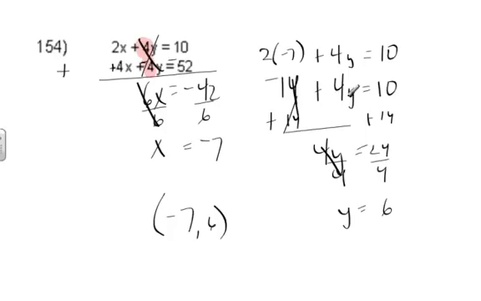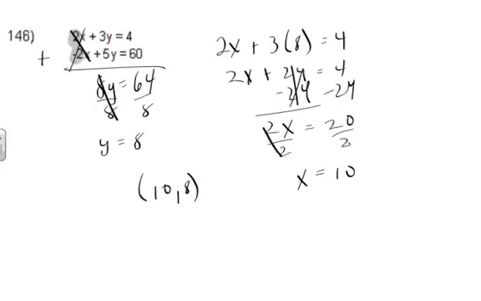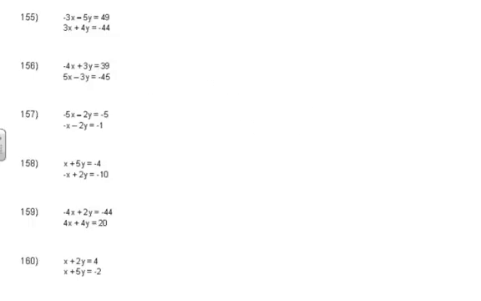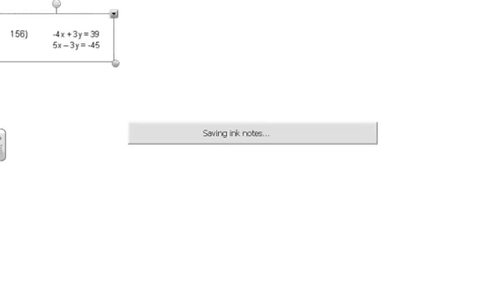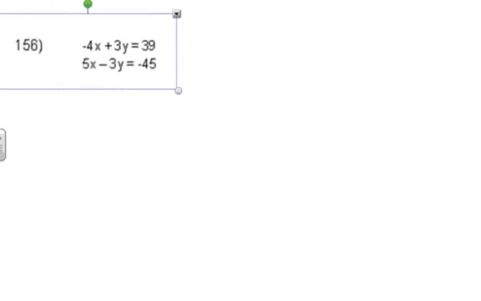156. Got to get there. Okay, well, we're going to end this part, and then we'll go to the next one real quick, and I'll show you how you do the next part with multiplication and division.